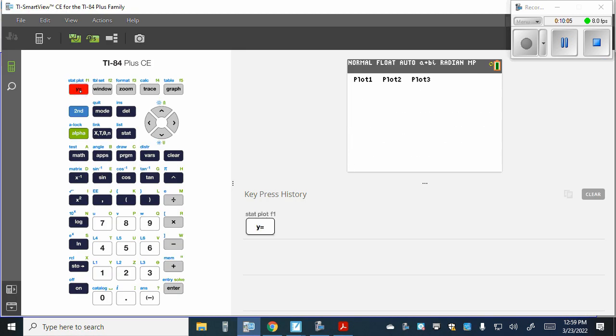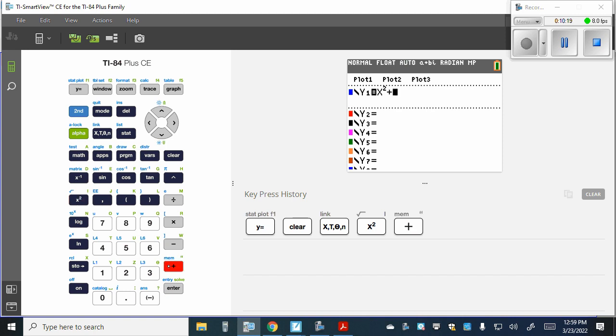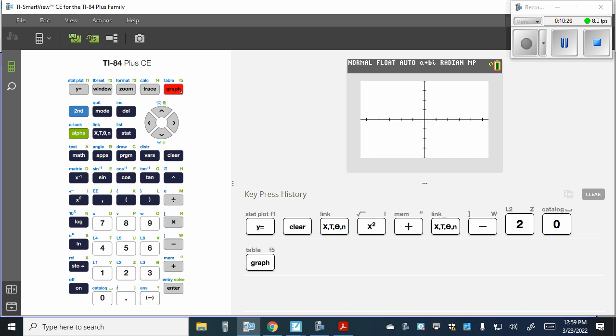And all we've got to do to graph it is go into y equals and say x squared plus x minus 20, and hit graph, because we're trying to see where it's going to cross the x-axis. We do see that it crosses in two different places, yes?